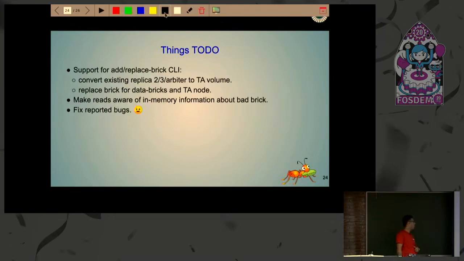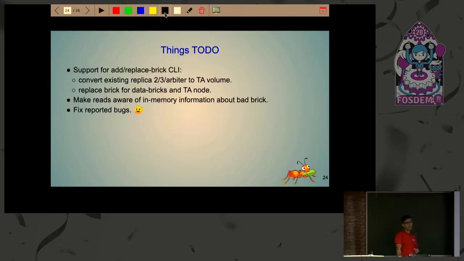So the things to do: we currently do not have support for add-brick and remove-brick CLI. So if you have used gluster volumes and want to replace a brick, or convert an existing replica 2 or replica 3 to Thin Arbiter volumes, it is currently not possible. Those are the things that we need to work on.